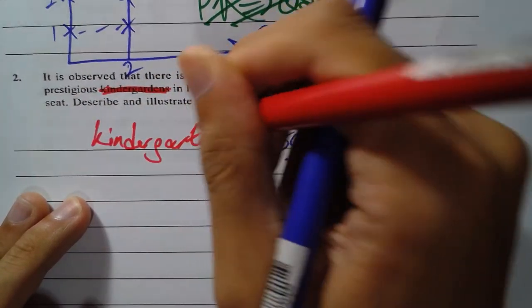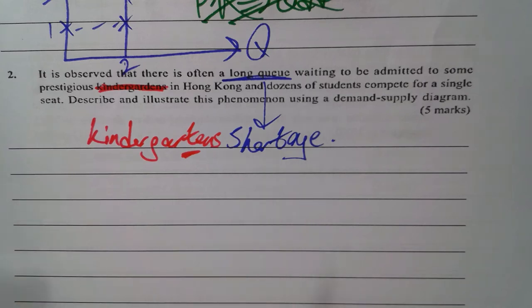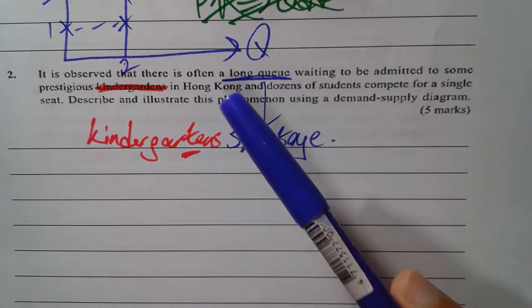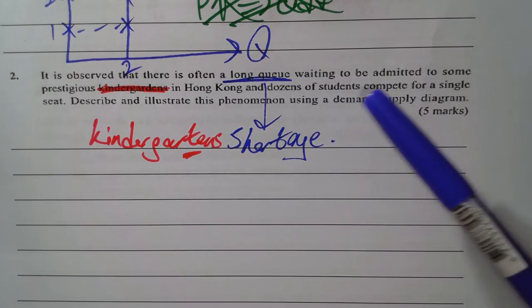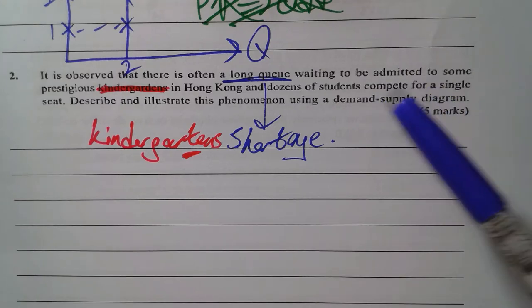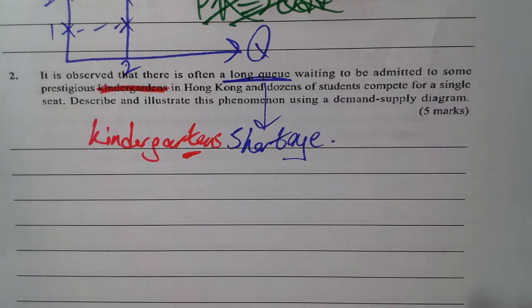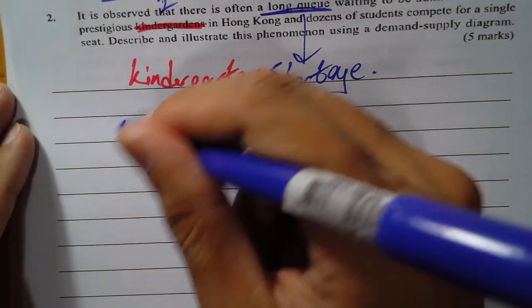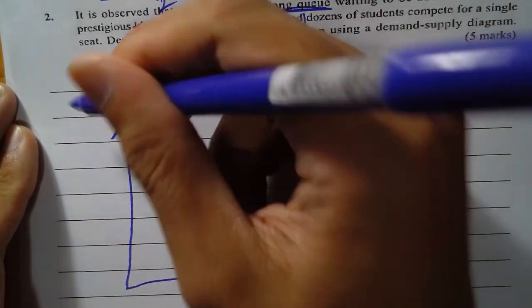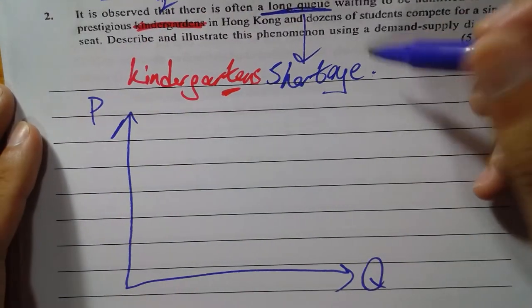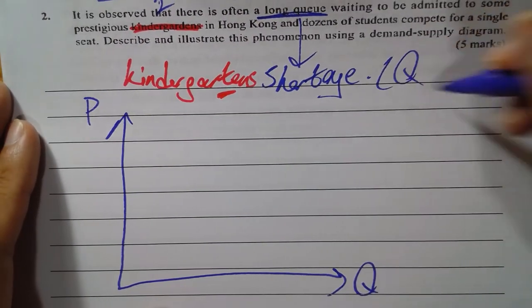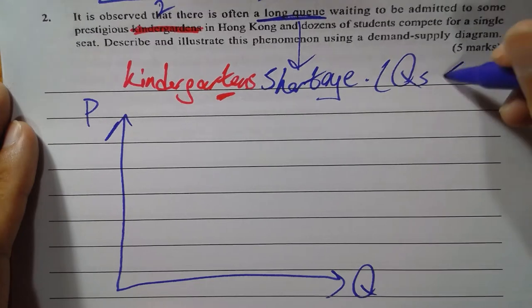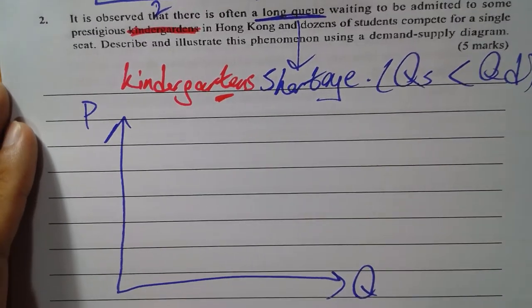Kindergartens. Okay? Very important English problem. In Hong Kong, dozens of students compete for a single seat. Now, we need to illustrate this. 好啦 shortage. 究竟 shortage 是什么意思啊? Shortage, meaning QS is not enough to satisfy all QD, right?